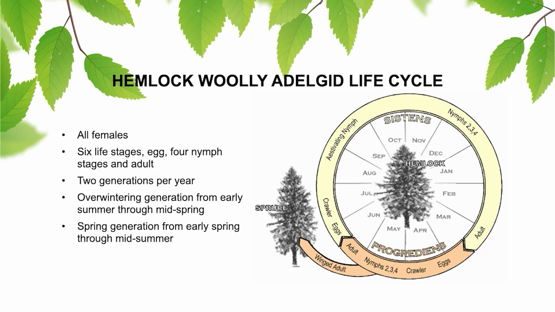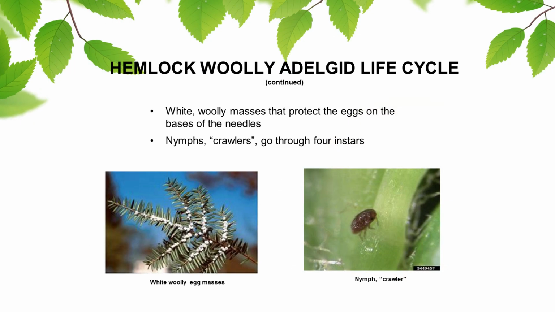From early summer through mid-spring the following year, they go through an estivation period in which their development slows, presumably due to predaceous activity from other insects. Their spring generation is from early spring through midsummer, and development is much faster than the winter generation. Hemlock woolly adelgids may be identified by their white, woolly masses that protect the eggs. The white masses can be found at the bases of the needles.